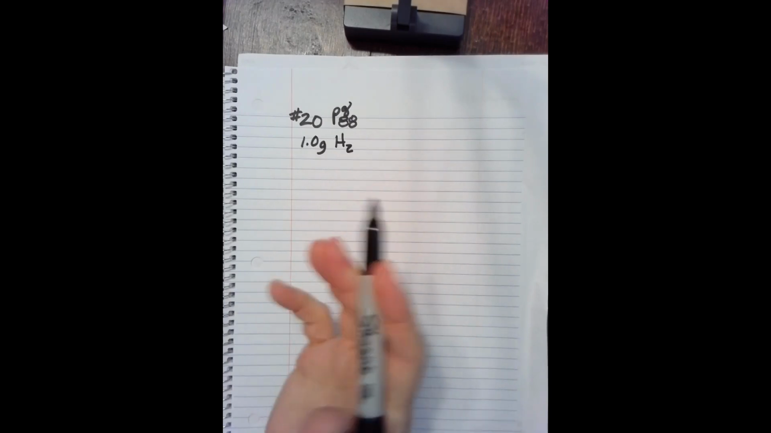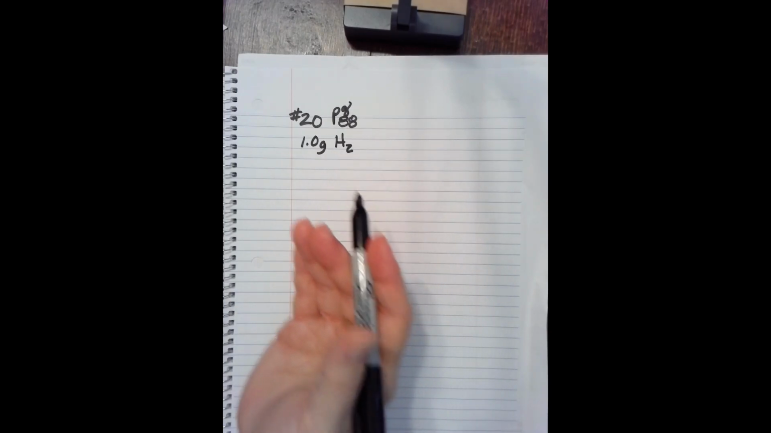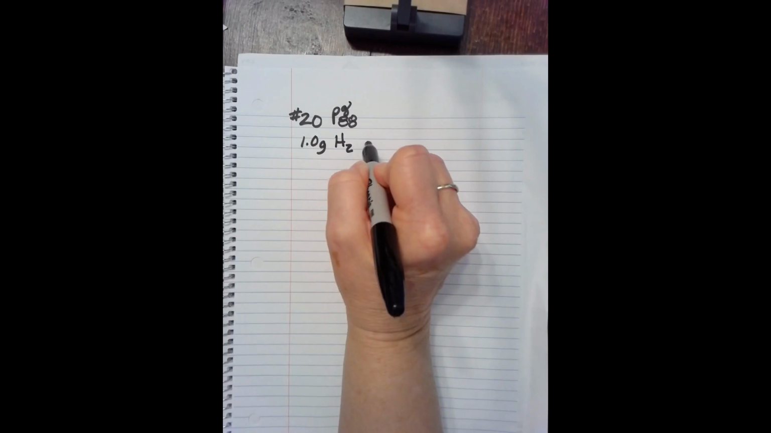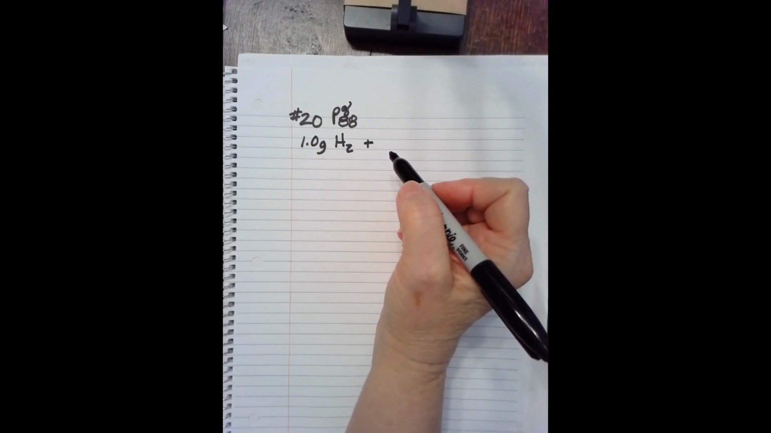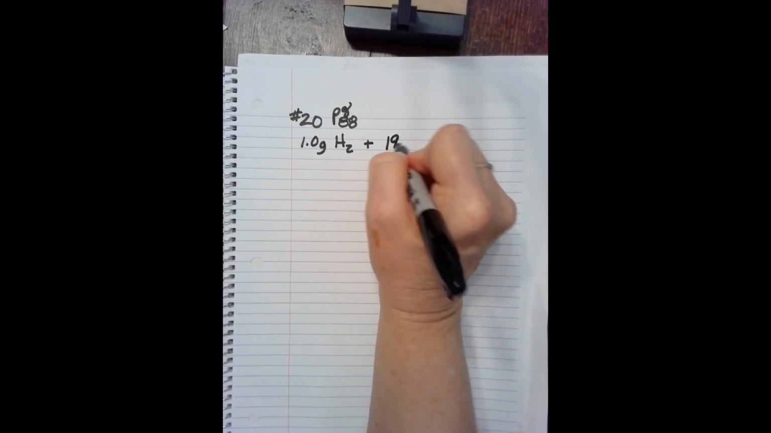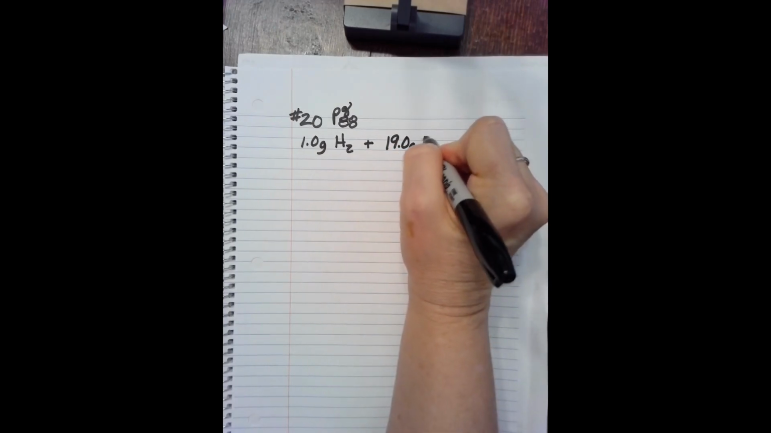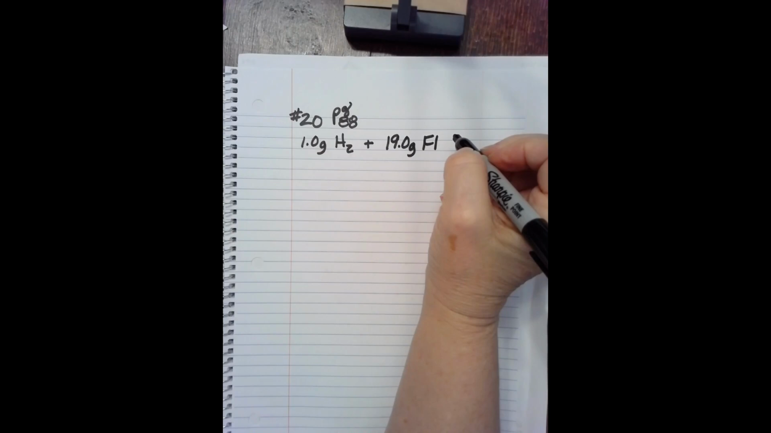Now, I know that hydrogen appears as H2. You can just write the word hydrogen if you want. This says reacts completely. Also, I'm not going to have anything left over. Everything's going to get used up. Reacts completely with 19.0 grams of fluorine.